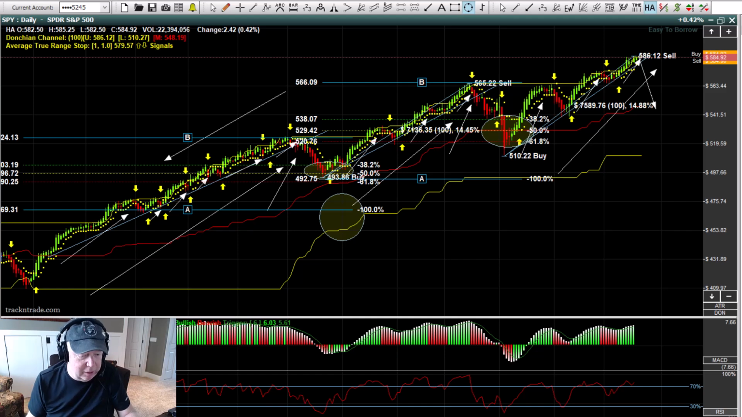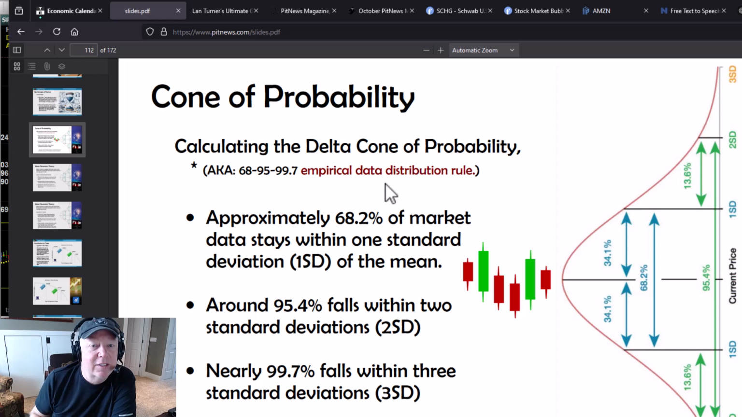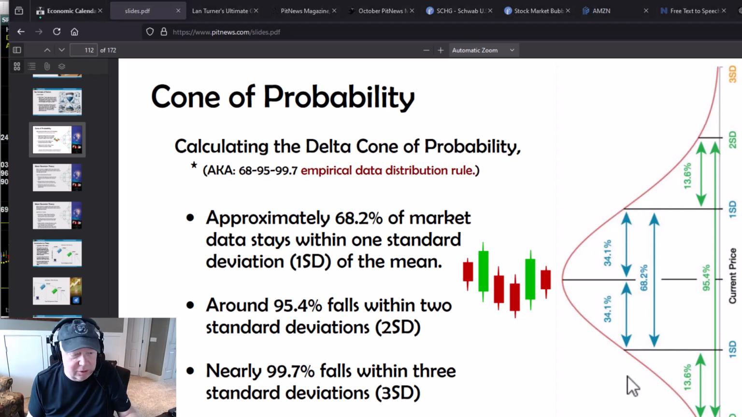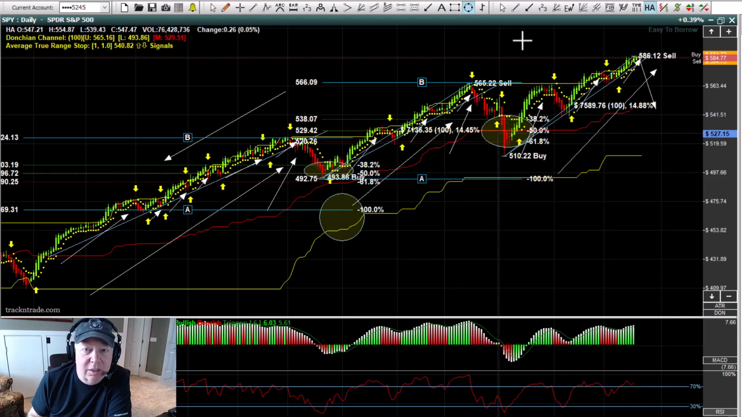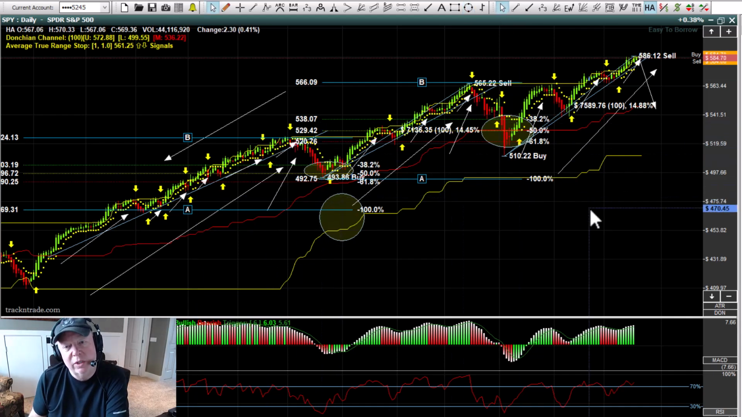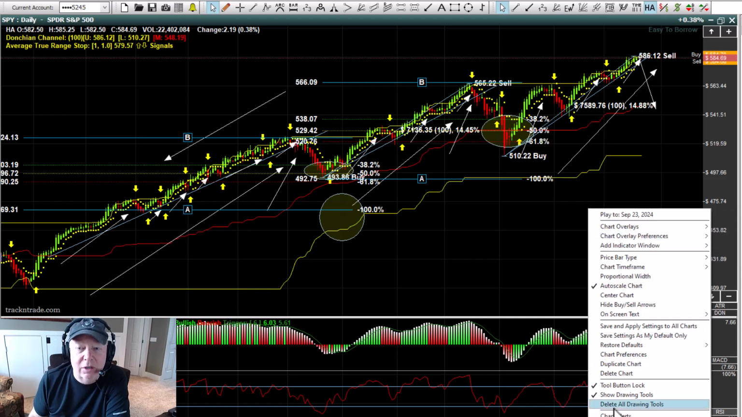So we pop in here, and I can pop this up for you real quick. There's that cone of probability. It's actually the empirical data distribution rule, which says that 68.2% of the time the market likes to return to that one standard deviation, which is why that Fibonacci ruler works, all right? Because it is the empirical data distribution rule, or what I call the delta cone of probability. So that's why that Fibonacci ruler works, and the market has a tendency to retrace half or 50% back into that Fibonacci sweet spot. Now let's go ahead and delete all the drawing tools.